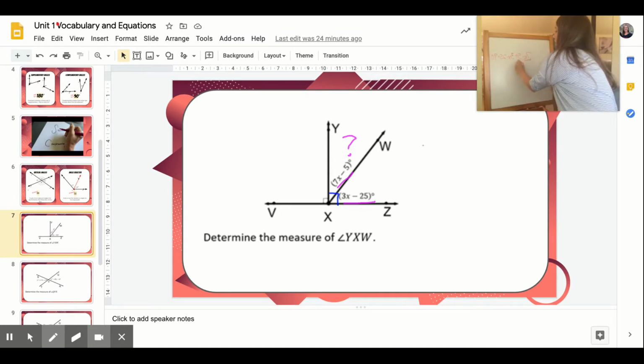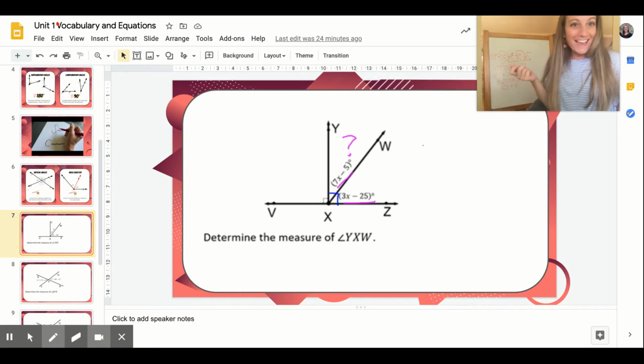I combine all of my fabulous like terms. So I have 10x minus 30 equals 90. I add my 30 in, and I get 10x equals 120. I divide by 10, and I get that x is equal to 12. Done.